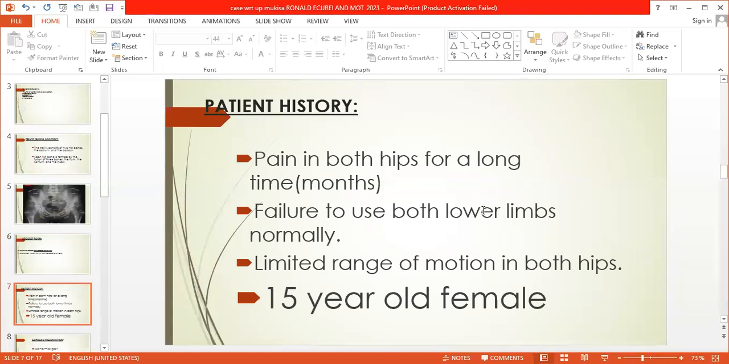The patient history. This patient was a female. She had pain in both hips for a long time. Let me say, was it a month? Yeah, it was more than a month. There were months. Failure to use both lower limbs normally. She also had a limited range of motion in both hips. And she was 15 years old.